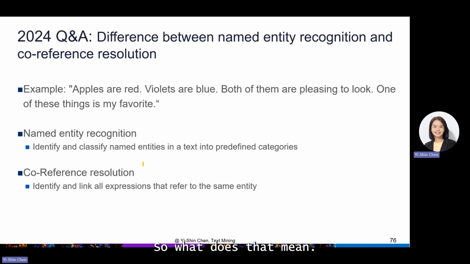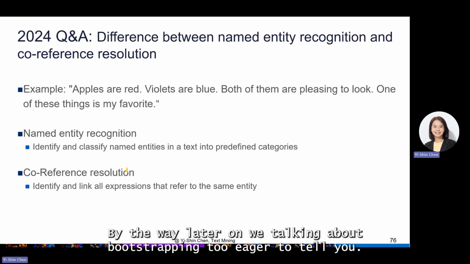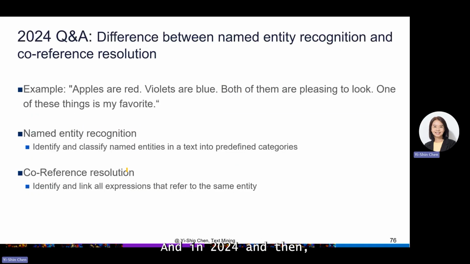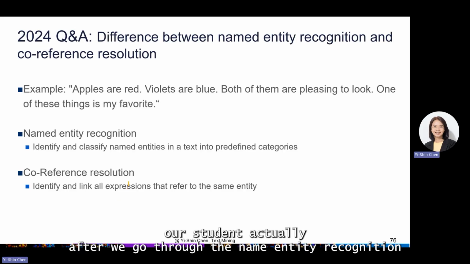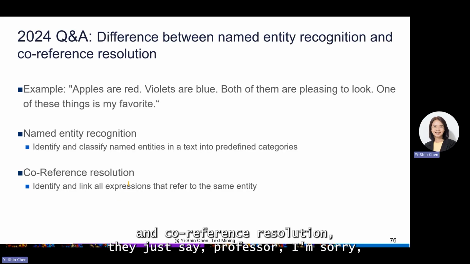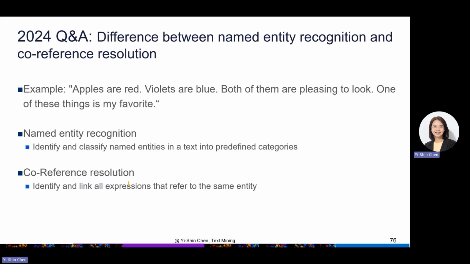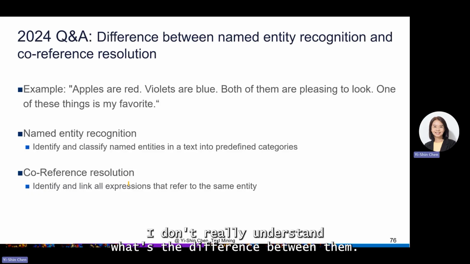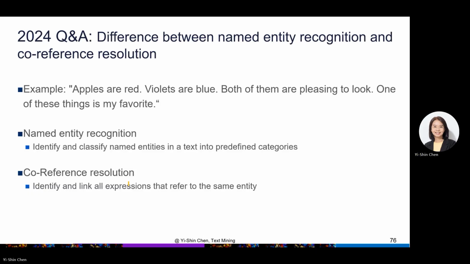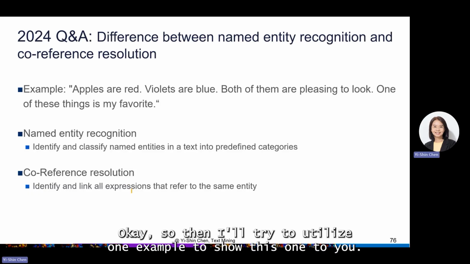So what does that mean? Oh, by the way, later on I will talk about bootstrapping. I'm too eager to tell you. And in 2024, after we went through entity recognition and coreference resolution, our students said, Professor, I'm sorry, I don't really understand what the difference is between them. Okay, so let us try to utilize one example to show this to you.